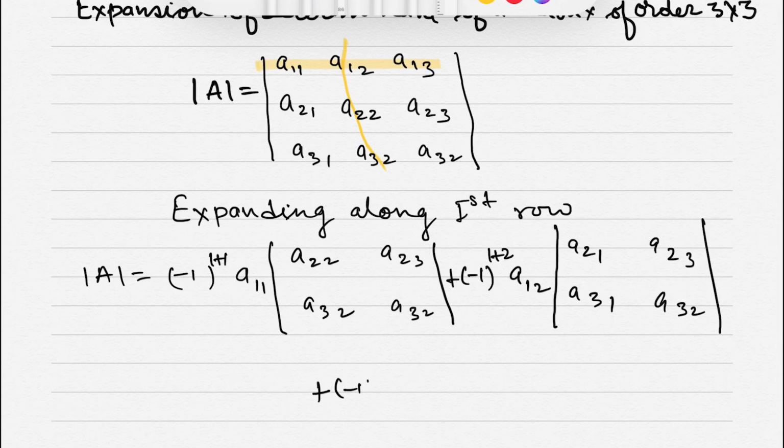Plus minus 1 to the power 1 plus 3 into A13 into determinant A21, A31, A22, A32.